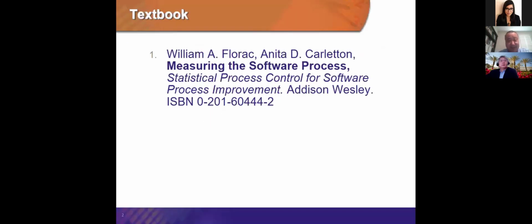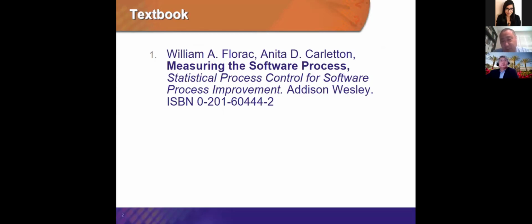The book we're going to use for this class, the main book, is Measuring the Software Process. There are lots of software measurement books. So we actually checked many of them. So this one is kind of unique. This is probably the only book, or one of the better books, covering statistical process control for software development, for software process improvement.